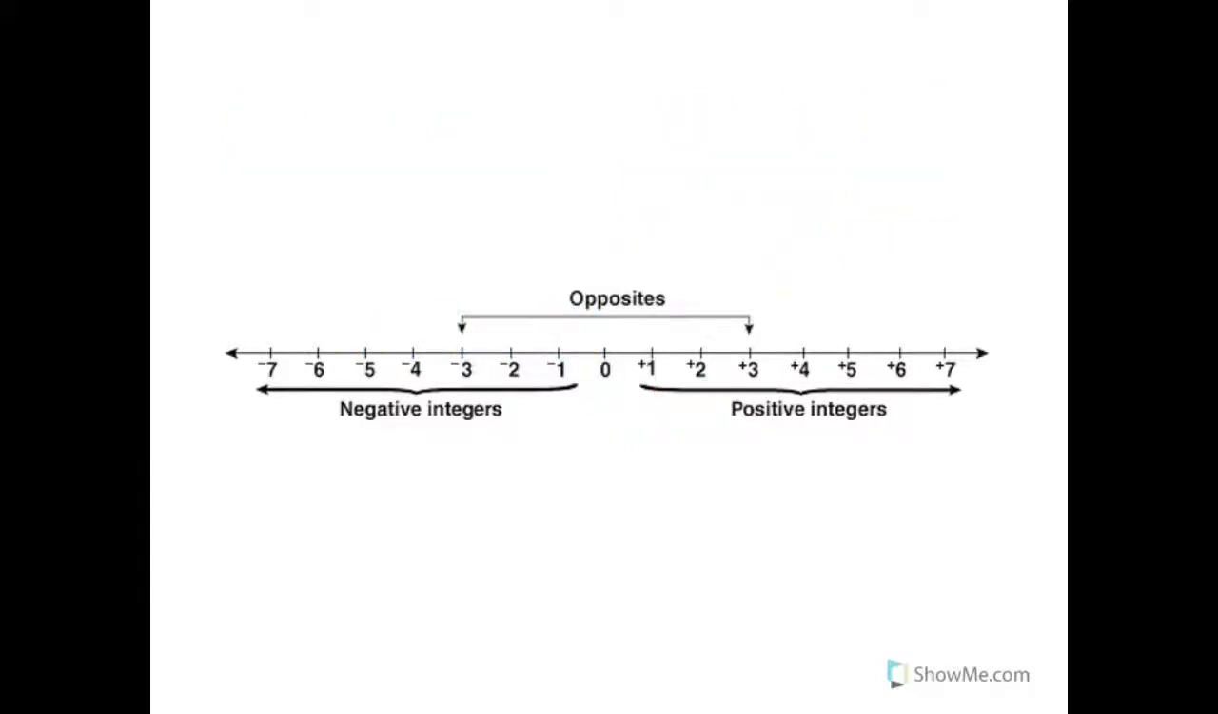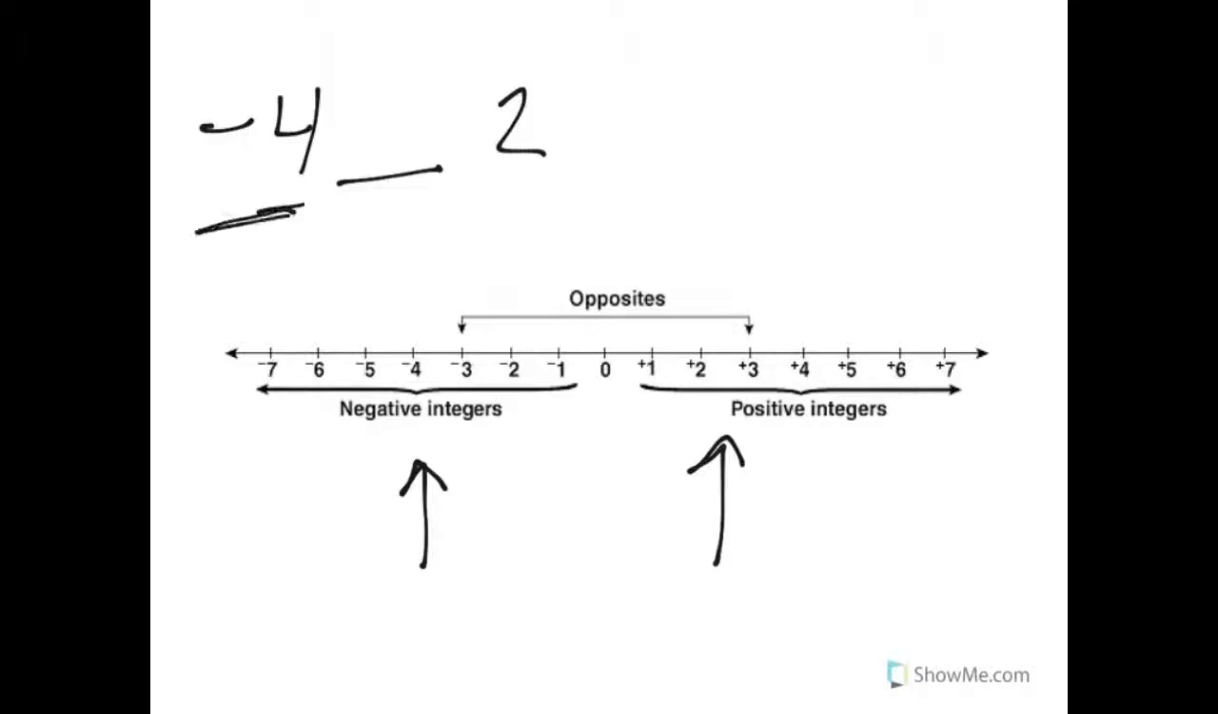Okay, let's talk about comparing integers. If I asked you to compare, greater than, less than, or equal to, negative 4 and 2, you would see that negative 4 is on the left of the number line, 2 is on the right. So yes, if you're just looking at the whole number 4, of course 4 is bigger than 2, but this is negative 4. This is to the left of 0. 2 is positive, it's to the right. So 2 is greater than negative 4.